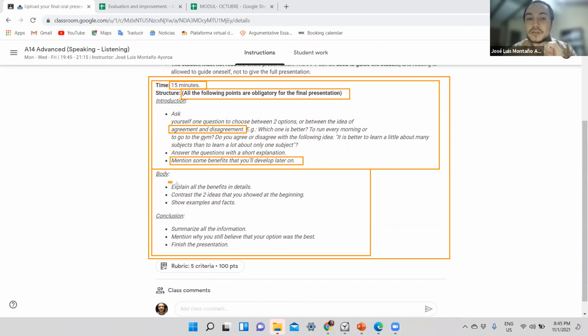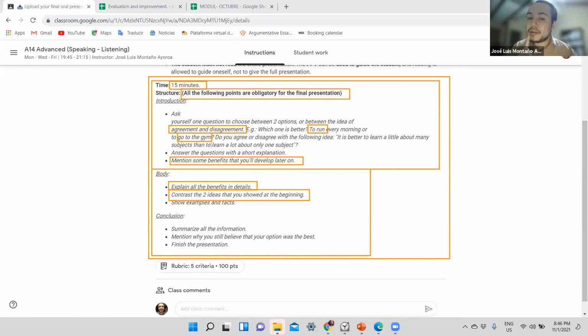So it means you are not only going to explain and give me information about the benefits, but now in your presentation, you have 15 minutes, you have to contrast these 2 ideas. If you're talking about running and going to the gym, you need to give me a chart, for example, in which you are comparing: running has these benefits, going to the gym has these benefits. And you compare, finding positive and negative aspects in both and trying to be neutral. All right, that's one thing.